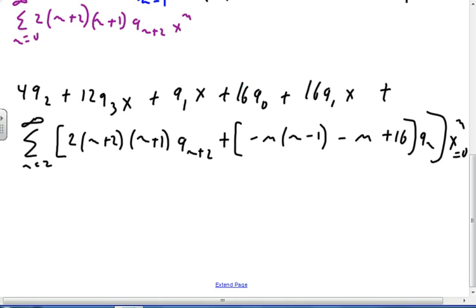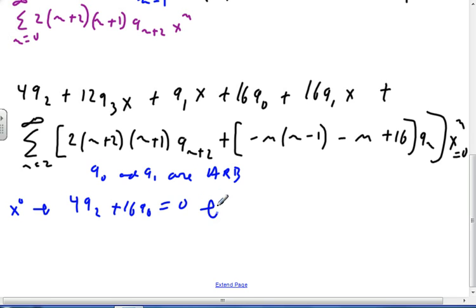Now I look up here and I say, well, if I look at the x to the 0 term, I have 4a2. Well, we're going to say a0 and a1 are arbitrary. I'm going to say that first. So I'm looking at the a0 term. I have 4a2 plus 16 a0 is 0, implying that a2 is minus 4a0.